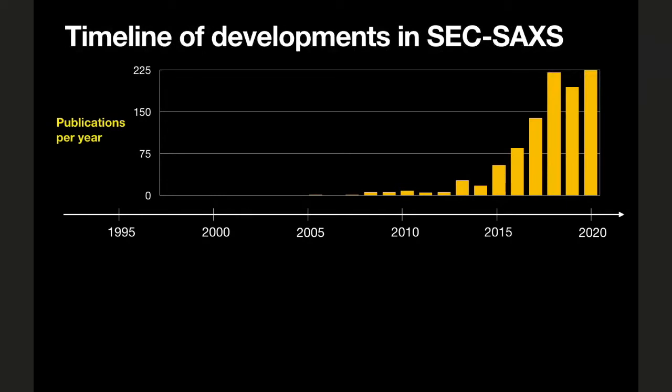And if you go to the very end of my talk, you all have copies of my slides, so you'll see the complete references. The first demonstration of SEC-SAXS was around 2004. And you can see it took a while before this caught on, partly because it had to be implemented at all the beamlines around the country.